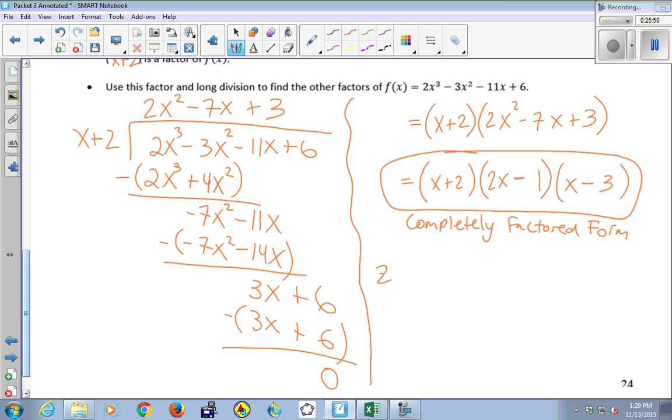And then what if I also wanted all the zeros of f of x? They're right there. What are they? Negative 2 and 3 is correct. You have to set that factor equal to 0 and solve it, and you get 1/2.